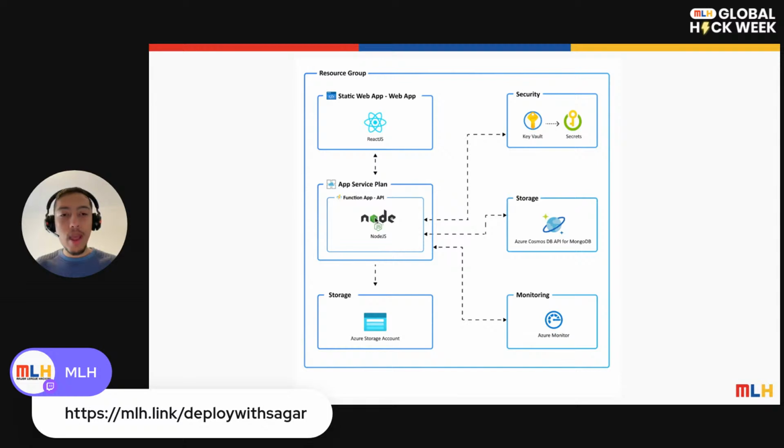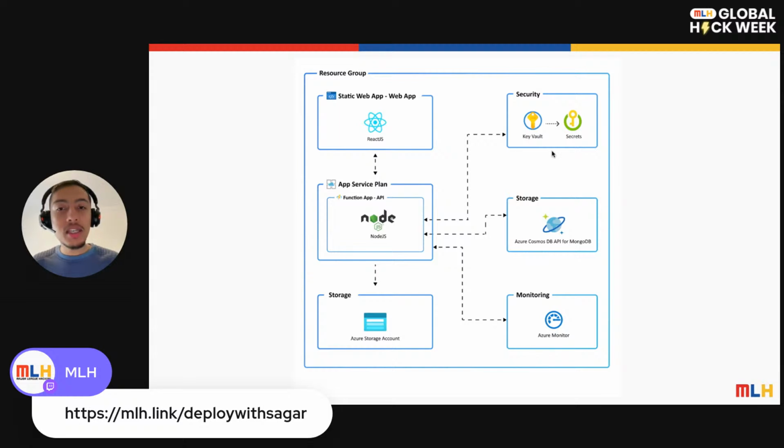So our Node.js backend does need a database. So we are going to use the Cosmos DB API for MongoDB. So we are going to have the Azure Cosmos DB service as well. And since it's compatible with the MongoDB API, that's going to be totally fine for us.